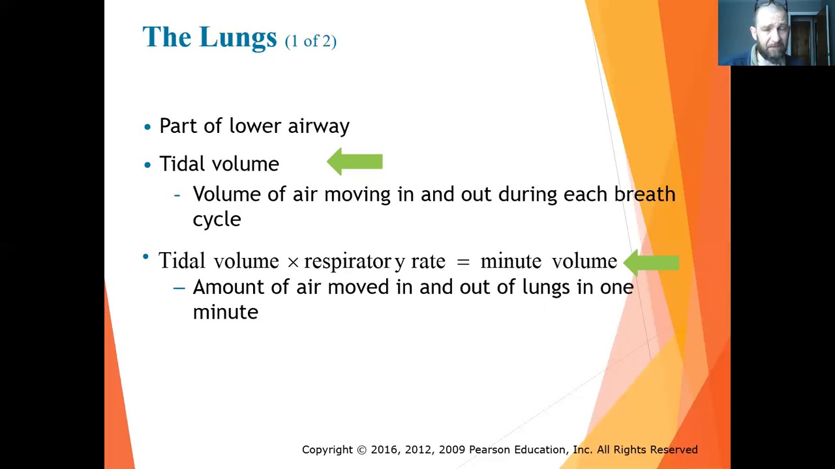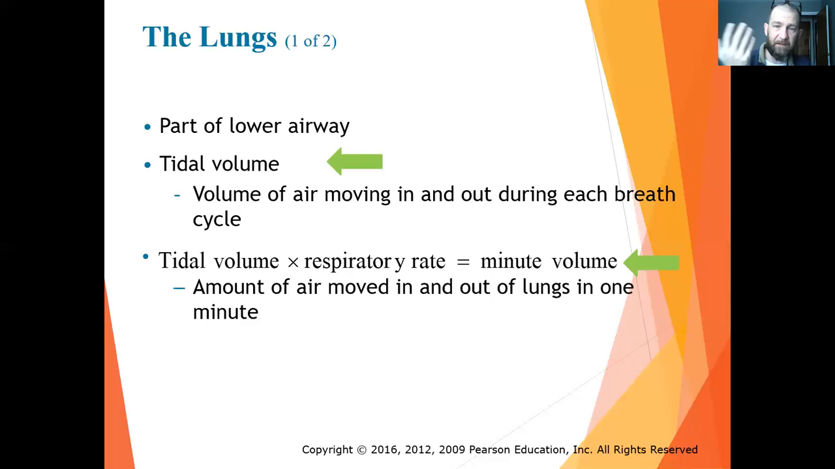Now let's say they have asthma and their bronchioles constrict because of the smooth muscles constricting around the bronchioles. That reduces the tidal volume, so that is going to affect how much air is brought in over a minute. Let's say the tidal volume with an asthma patient is reduced to 350 milliliters. Times that by the same respiratory rate, again just to make the math simple, 10 breaths per minute, that is 3,500 milliliters. That's much less than the 5,000 that we bring in normally.